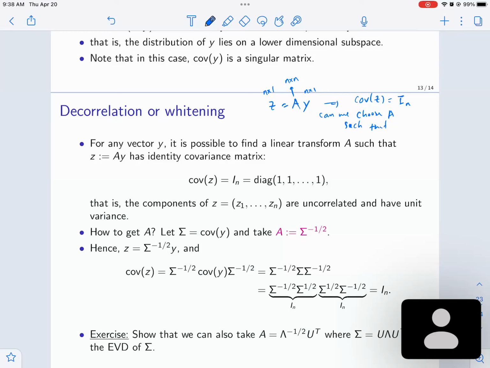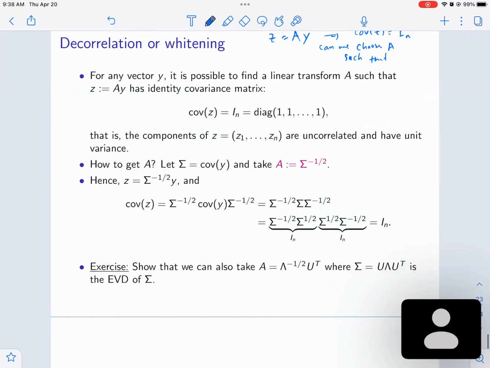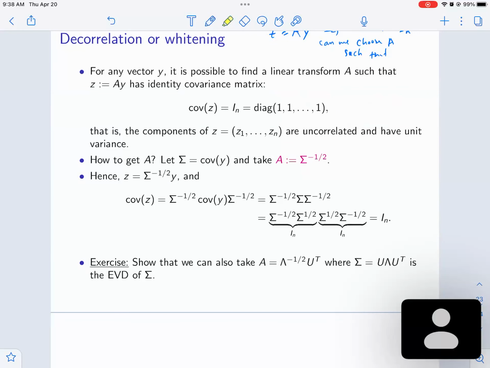It's nice because z is related to y by a linear transformation, and so it retains the higher order dependence structure, but the correlation is gone. So you might want to use this transformation as pre-processing in analysis. The question is whether there is such an A, and the answer is yes. There are actually multiple, but one version is sigma to the negative 1/2.